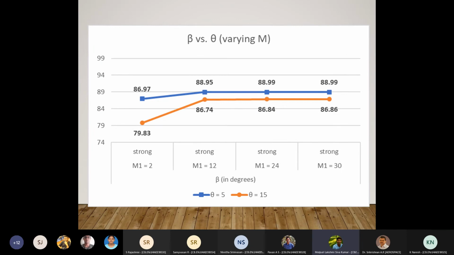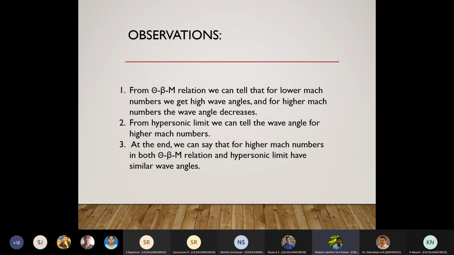This is the same for strong shock. The values increase and go to the constant values 88 and 86. From the theta-beta-M relations, we can see the beta value decreases with an increase in Mach number, and we can find the beta value directly from the hypersonic limit condition. Both values of beta match when the Mach number is very high.